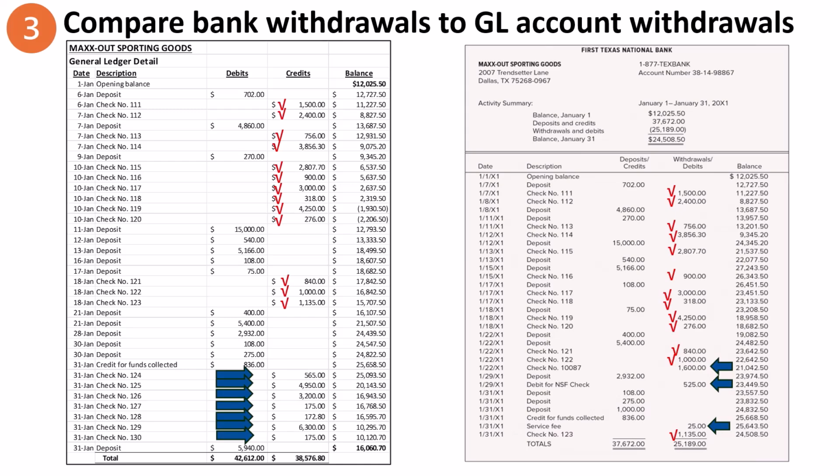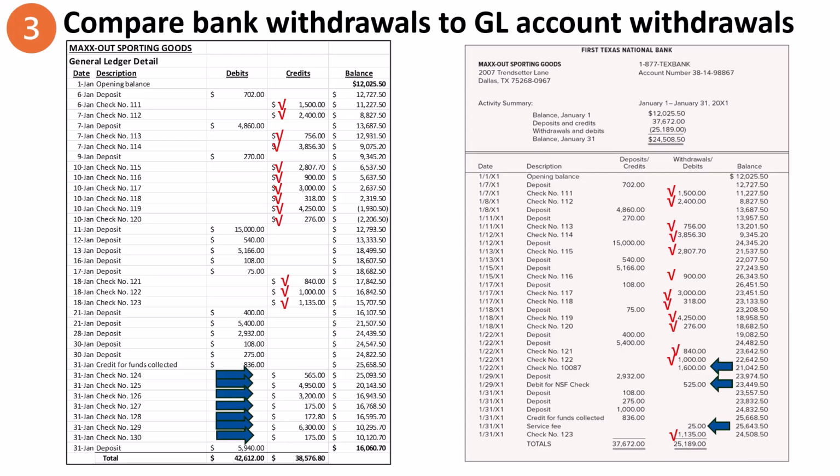Now let's compare the withdrawals and identify any remaining differences between the bank statement and the general ledger. To make the comparison easier, I've placed a check mark next to every transaction that appears in both records for the same amount. For example, check 111 appears as $1,500 in both the general ledger and the bank statement. So we know that this item has cleared the bank and does not require any further investigation.